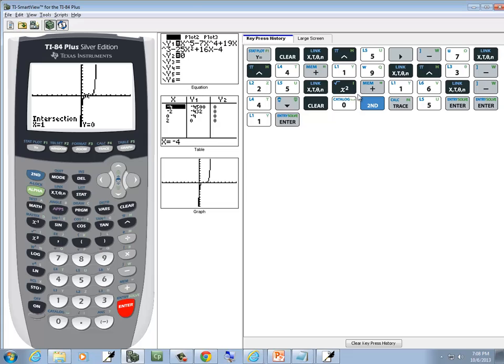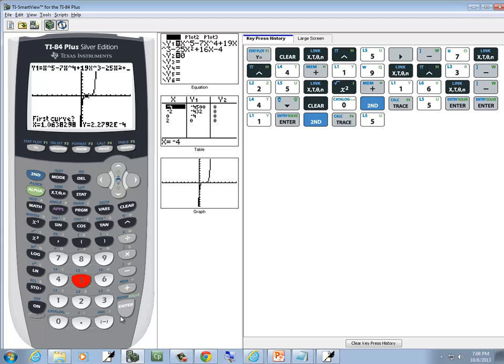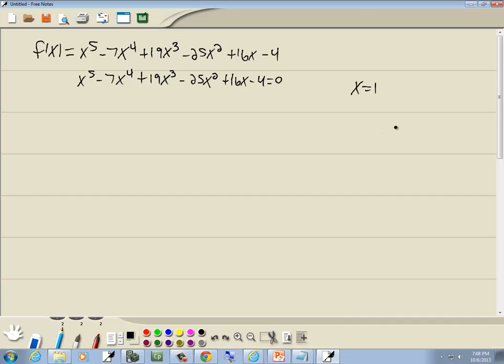Now I think that's it. I think if I put 2 in for the guess, we'll get something real close to 1. Let's do second trace, choose intersect. Enter on first curve, enter on second curve, let me put 2 in. I'm wrong. x equals 2 is another answer.